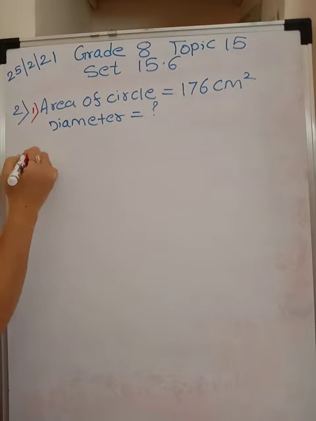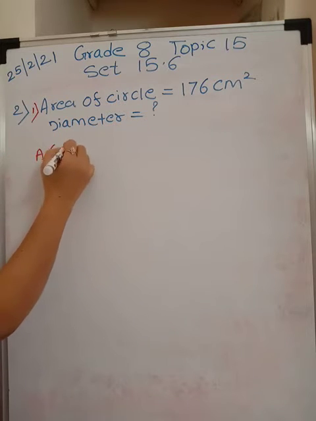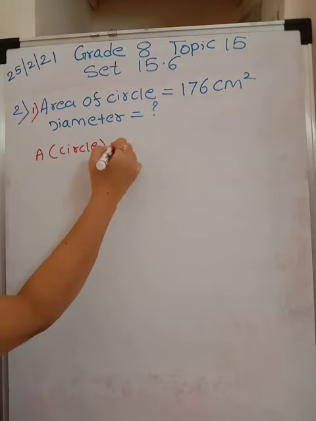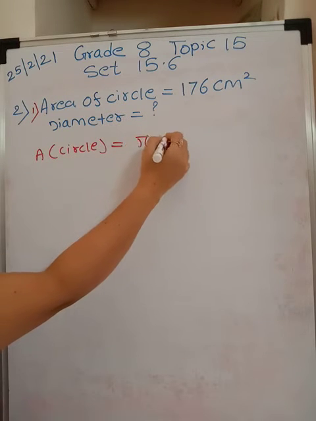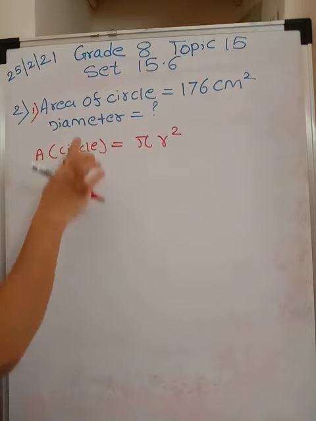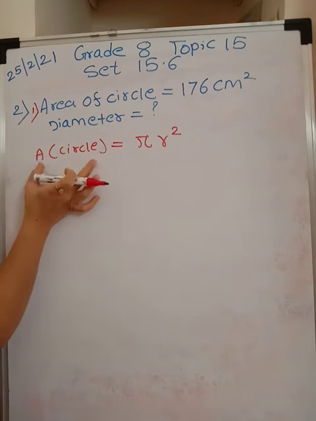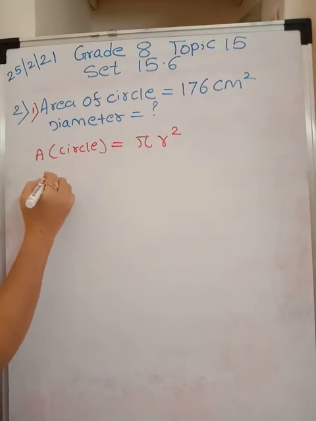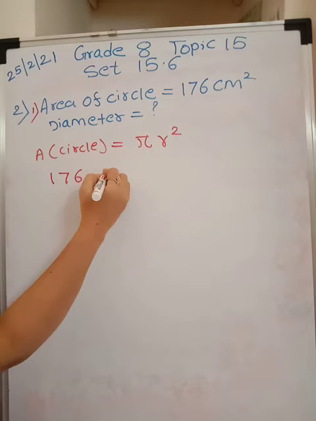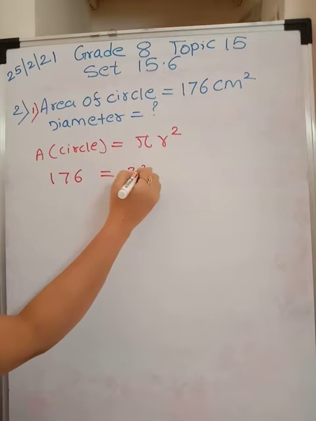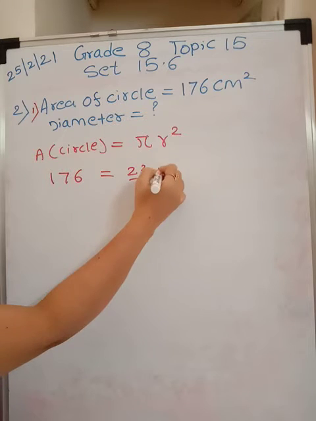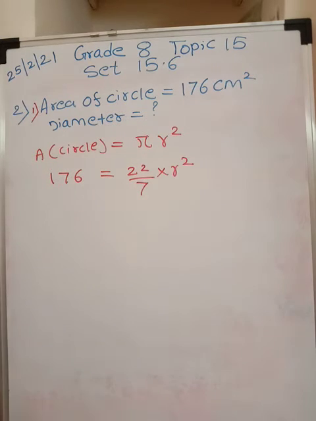Now, we all know that area of a circle is given by pi r square. But we have to find the diameter. So what is the procedure? First we will find radius and then just double it, because diameter is twice radius. So let us first find the radius. Now what is given? Area is already given. So below area I am writing 176, which is equal to pi, that is 22 upon 7, into r square.